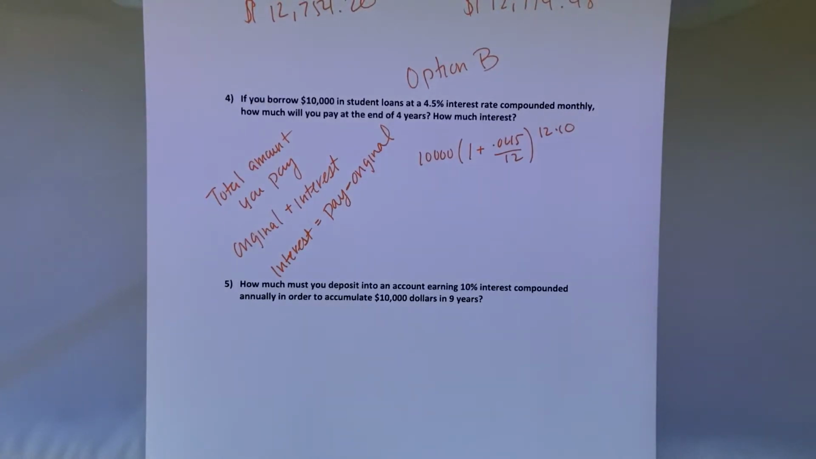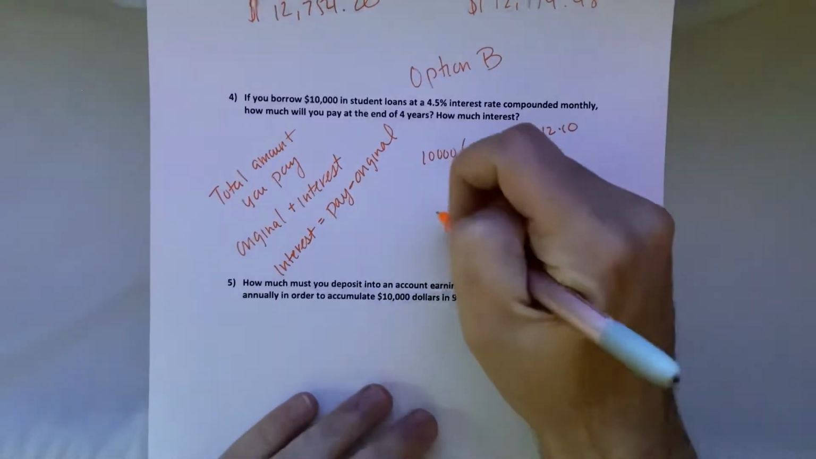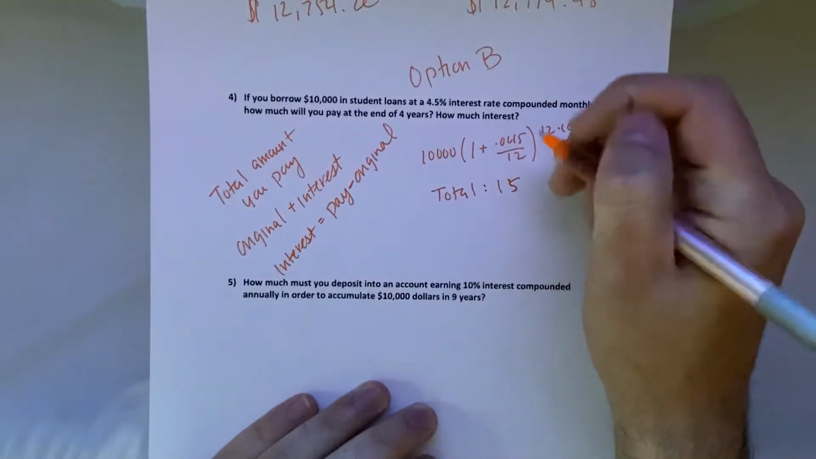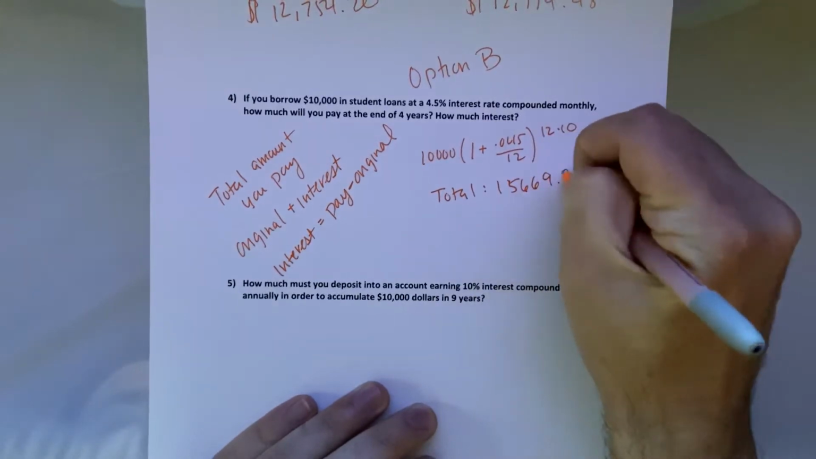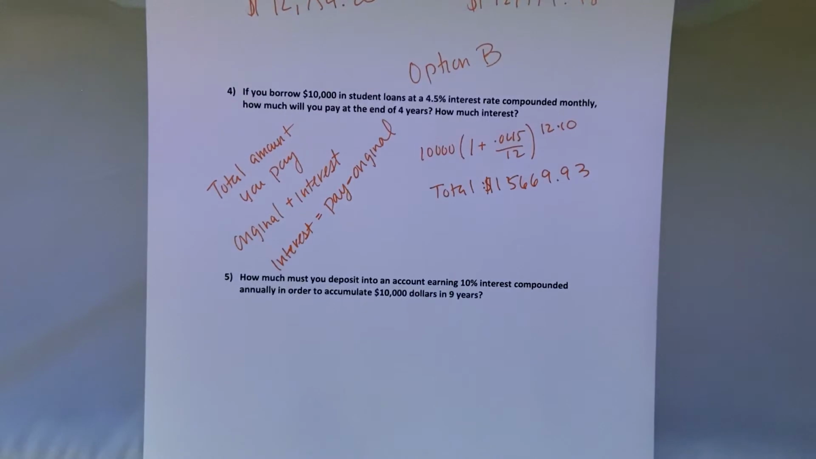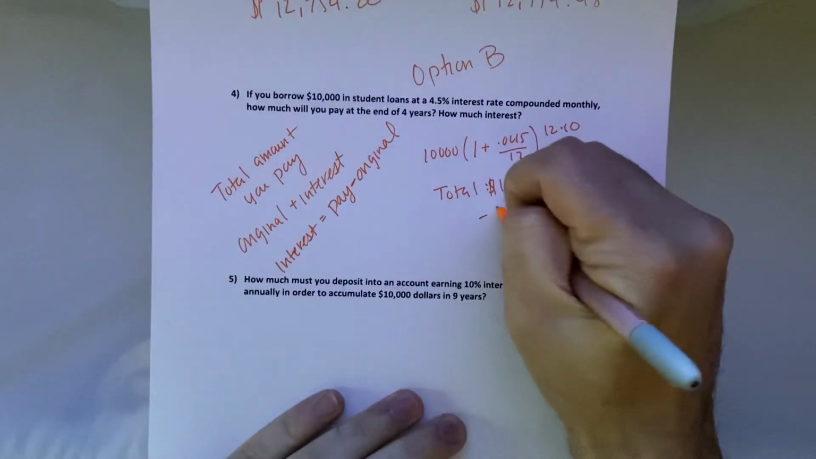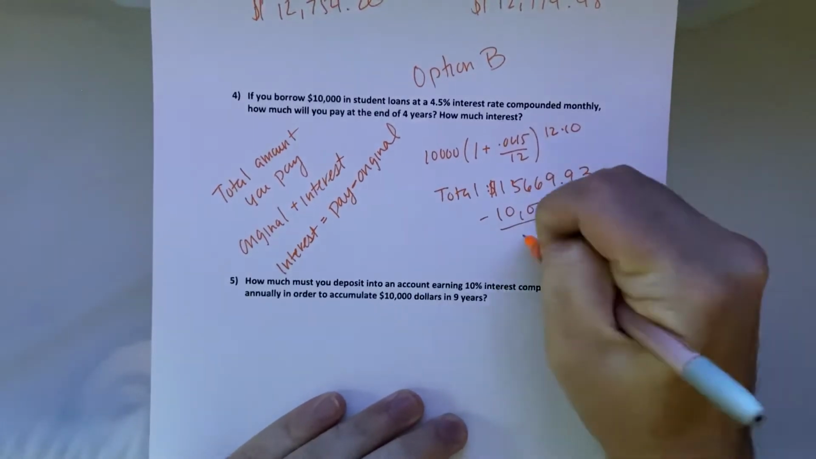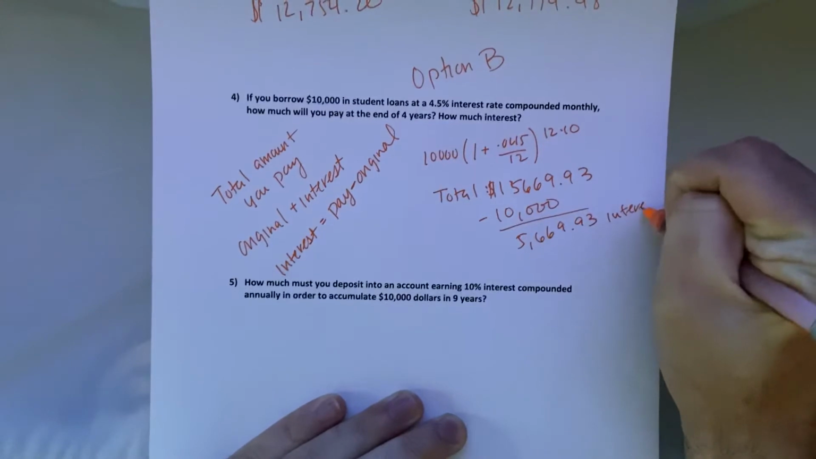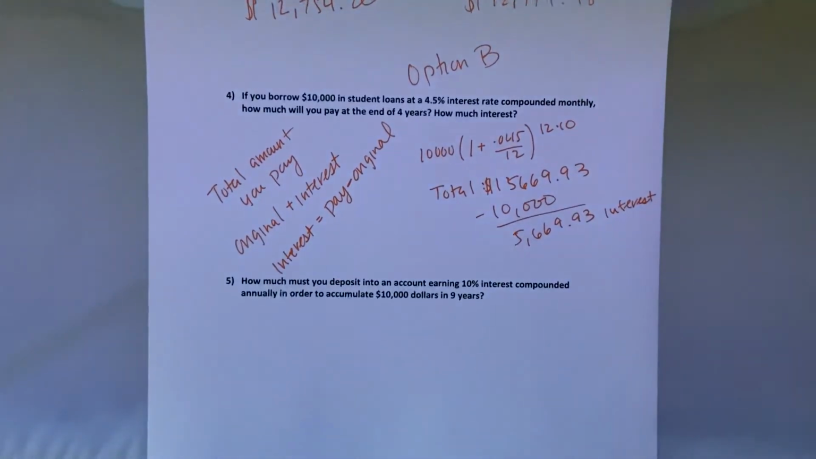So the total amount you end up paying back is $15,669.93. Which makes sense. 4.5% interest rate for 10 years, you would expect about a 50% increase. And it did. So to subtract the $10,000 you borrowed off, that's $5,669.93 of interest. Oh, it's only 4 years.